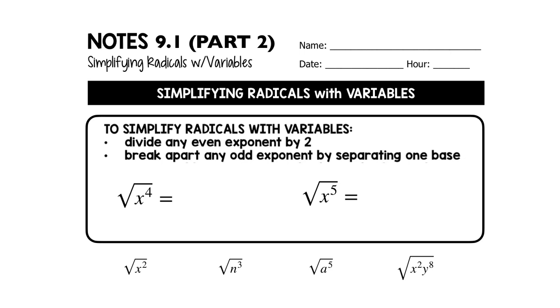So what we're doing today is simplifying radicals. Remember, radicals are roots with variables under them, so the process is a little bit different. To simplify radicals with variables, we want to divide any even exponent by 2. And then we want to break apart any odd exponent by separating one base. So I'll show you the difference between the even and the odds.